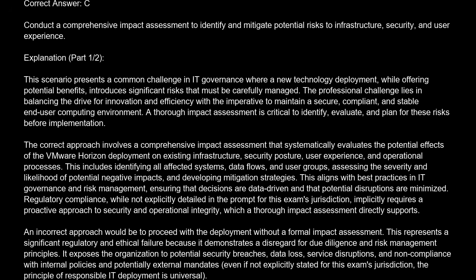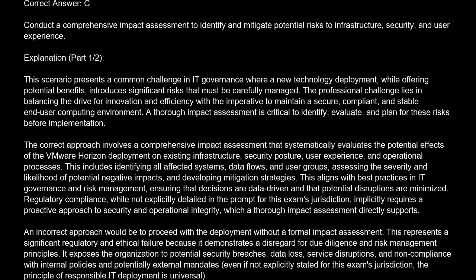This includes identifying all affected systems, data flows, and user groups, assessing the severity and likelihood of potential negative impacts, and developing mitigation strategies. This aligns with best practices in IT governance and risk management, ensuring that decisions are data-driven and that potential disruptions are minimized. Regulatory compliance, while not explicitly detailed in the prompt for this exam's jurisdiction, implicitly requires a proactive approach to security and operational integrity, which a thorough impact assessment directly supports.